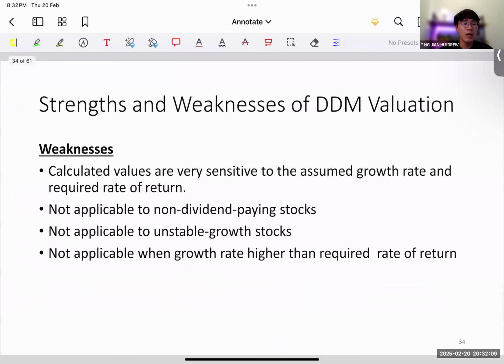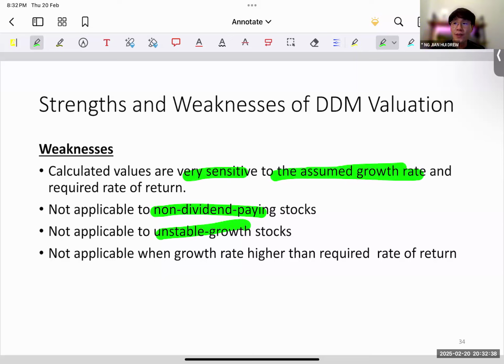There are some weaknesses as well. Of course, you cannot value a firm that is not paying dividends. It must be a public firm that pays dividends as well. That's the important part. Not applicable for unstable growth. If the stock is in the early stage, is growing quite rapidly, is not very stable, then it's not very relevant as well. Calculation is very sensitive to the growth rate. You'll notice that the growth factor plays a big role.